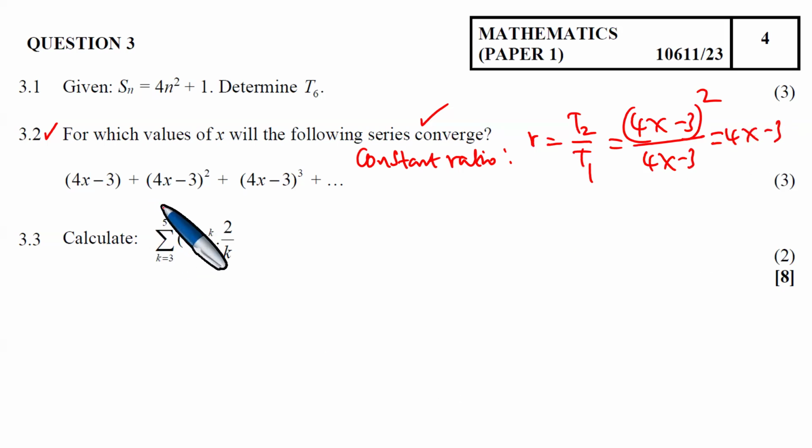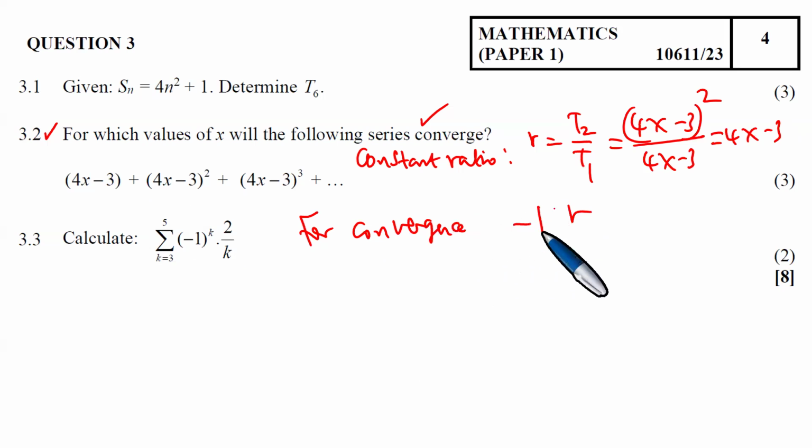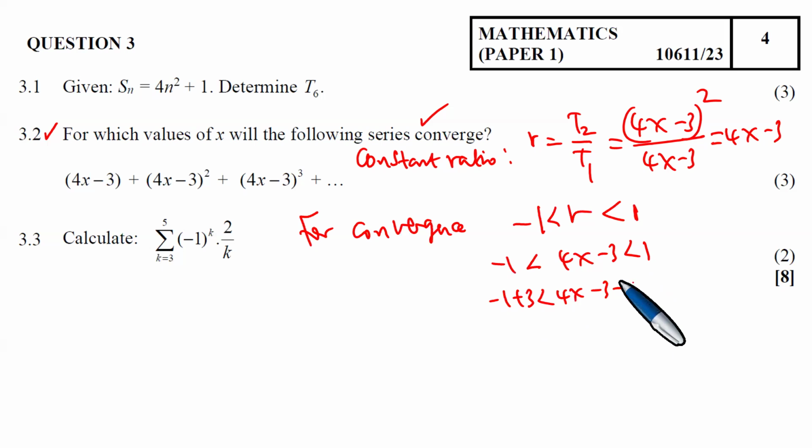So for which values of x will the following series converge? For convergence, minus 1 must be less than r less than 1. So now we have minus 1 is less than the common ratio, 4x minus 3, which is less than 1. So you need to solve for x here. To solve for x, you need to add 3 to each part.